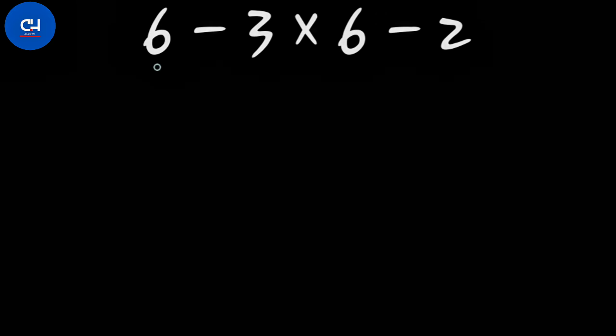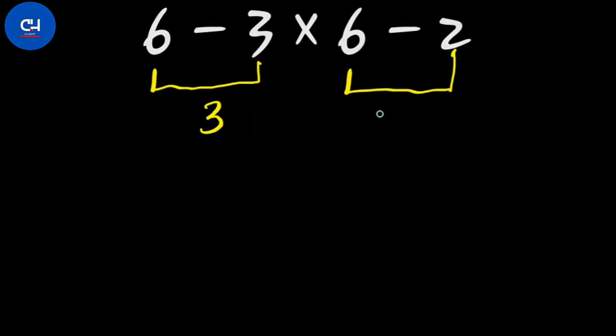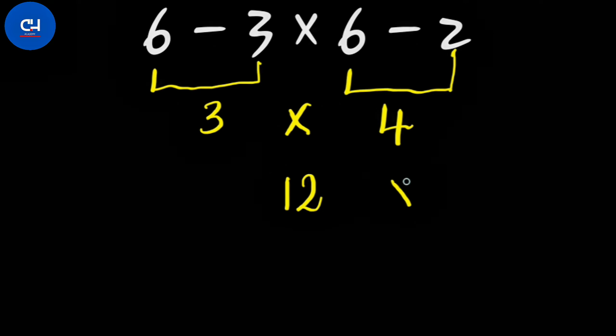We start with this. 6 minus 3 is equal to 3, and 6 minus 2 is equal to 4. Here, we're going to take this sign down here. That is 3 multiplied by 4. This is simply equal to 12. This is what many people are going to do, but this answer is incorrect.